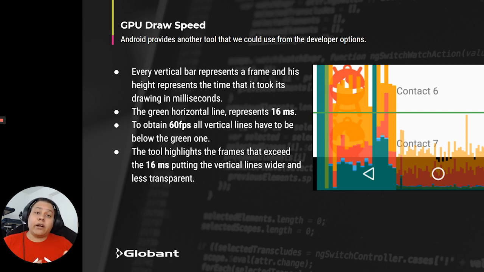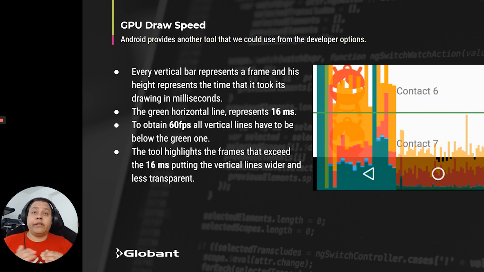Every vertical bar is going to represent each frame that we have on the app, and its height is going to represent the time, or how fast it took to draw, in milliseconds. The green horizontal line that we have here represents the limit that we have to be able to render on screen, which is 16 milliseconds. If we want a fluid app with a render speed of 60 frames per second, we want all our vertical bars to be below those 16 milliseconds.